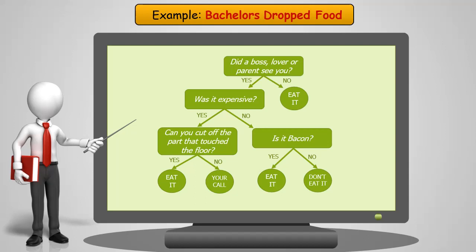If it was not expensive, is it bacon? Yes, eat it. No, don't eat it. This is a simple example of a decision tree, and it has created a set of rules to decide whether someone should eat food that has been on the floor. Or it could also be used as a classification. So instead of predicting whether someone will eat the food or not, it can be used to classify the characterization of how they dropped it and who witnessed it, etc., as is this edible or not?